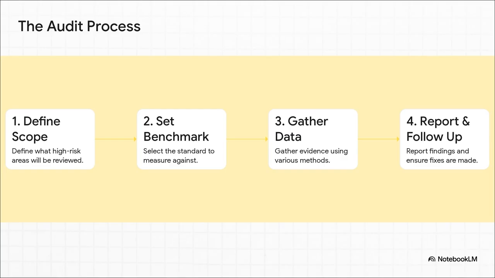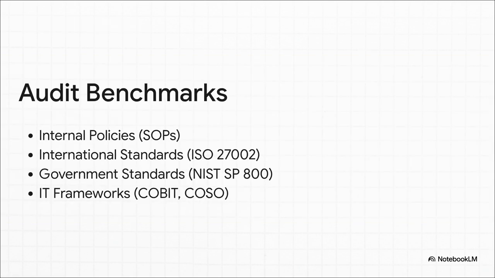You start by defining the scope, basically deciding, okay, what are the most important high-risk areas we need to focus on? Then you choose your benchmark. That's the standard you're going to measure everything against. Once that's set, you go gather the evidence. And finally, and this might be the most important part, you report what you found and you follow up to make sure things actually get fixed. So what does good even look like in this context?